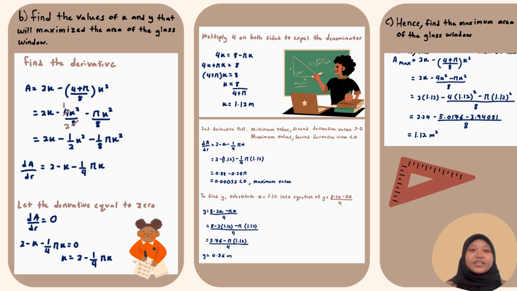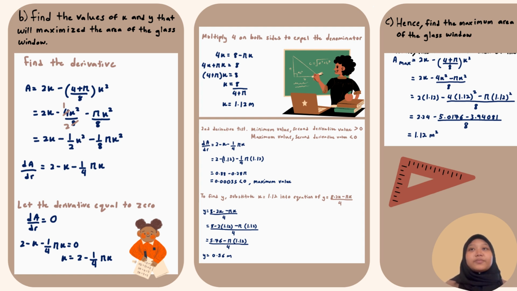Then we differentiate it, which we will get dA over dr equal to 2 minus x minus 1 over 4 pi x. Then let the derivative equal to 0, dA over dr equal to 0. Then 2 minus x minus 1 over 4 pi x equal to 0. So x equal to 2 minus 1 over 4 pi x.